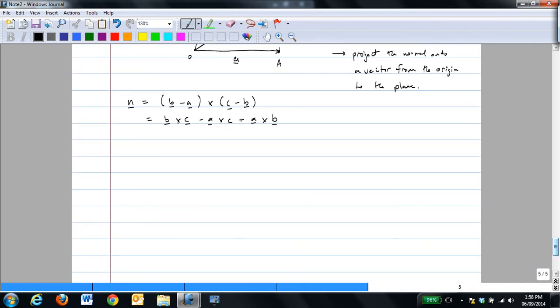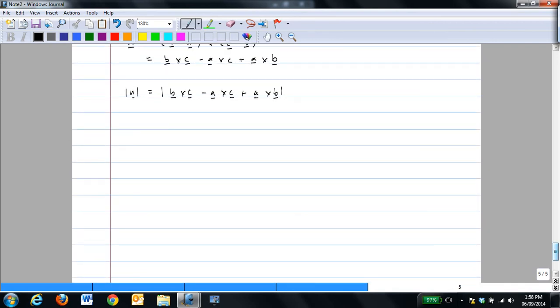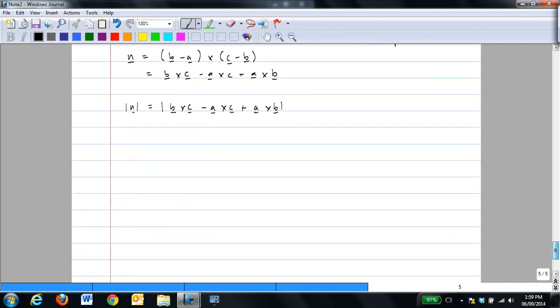So now that we have that, we need to find the magnitude of n. So the magnitude of n is just the magnitude of this above here. We can't really do much with it, so we can just write it out. So we know the magnitude from this. And then lastly, we have our vector a. So now, as I said, we have our normal.